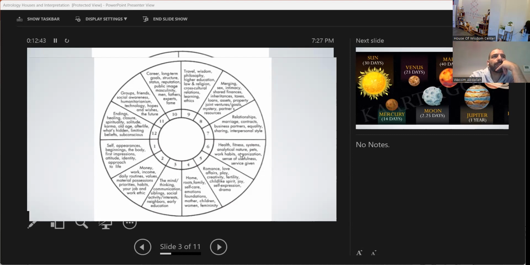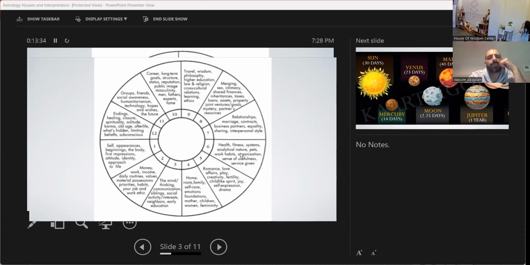All right, then we go into Sagittarius, which is travel, wisdom, philosophy, higher education, law and religion, cross-cultural relations, and learning ethics. All right, so again, the energy of Sagittarius is one of expansion, one of travel, the mystery, etc. This is usually a house where you look at someone who is going to leave their home. This is something that you can look at, someone who's going to leave their home, especially in the early years. If someone is going to travel, to study, this is the house that you need to be looking at. All right. After Sagittarius comes Capricorn.